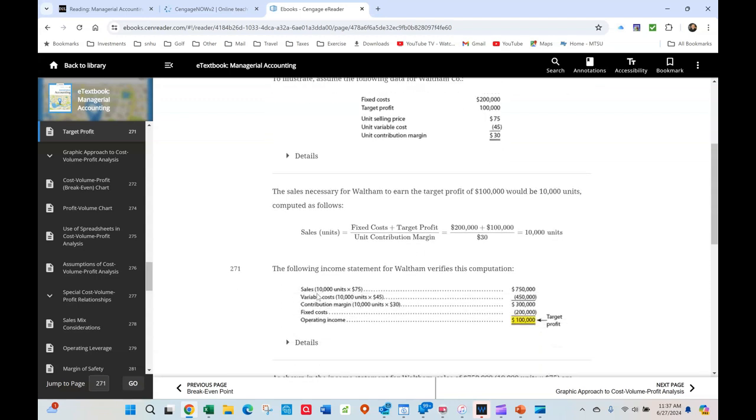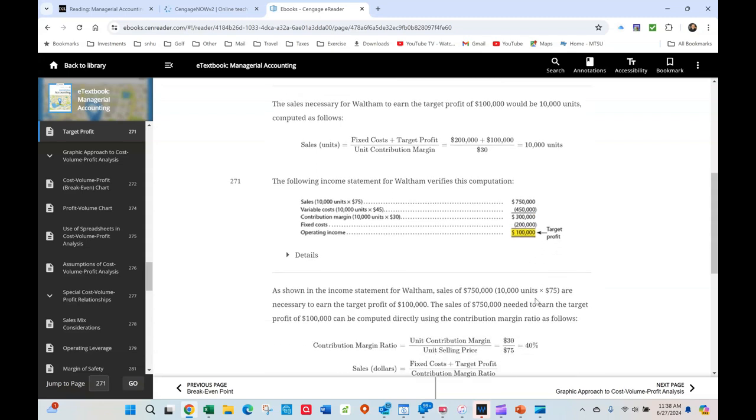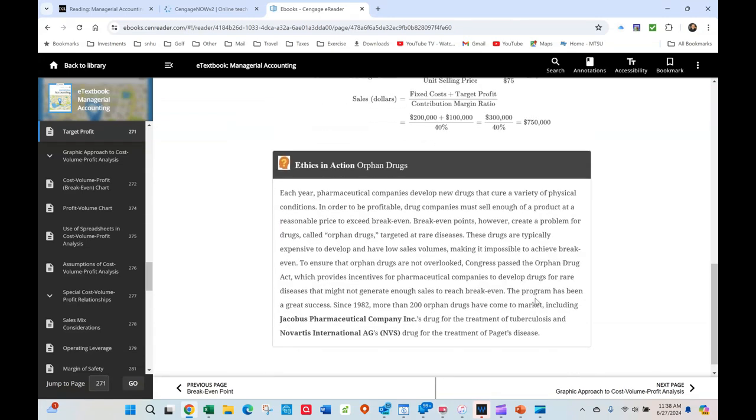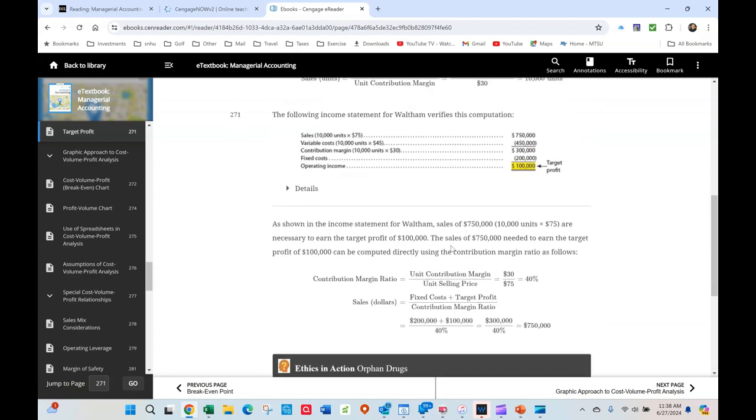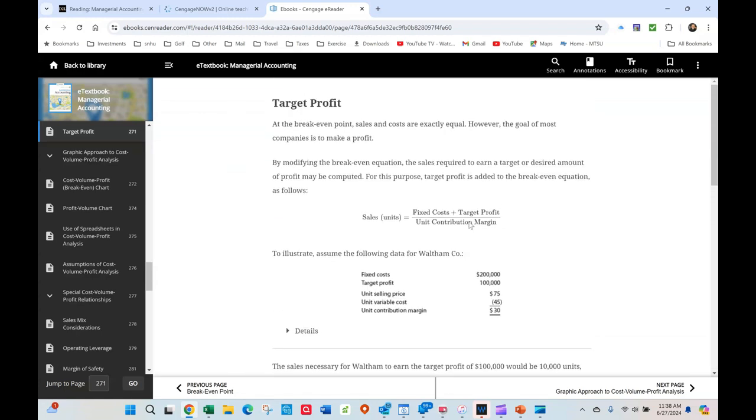And then we can prove this. Sales, 10,000 units times 75, is 750,000. Variable costs are 450,000. That's again 10,000 units times the variable cost. That gives you a contribution margin of 300,000. You subtract your fixed cost of 200,000, and we have $100,000. All right. So again, same formula, but when you're looking at break-even, this is zero.